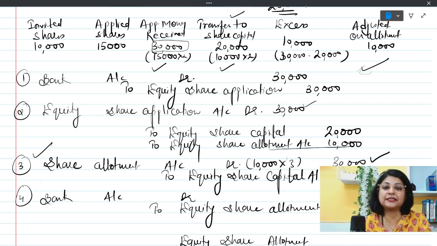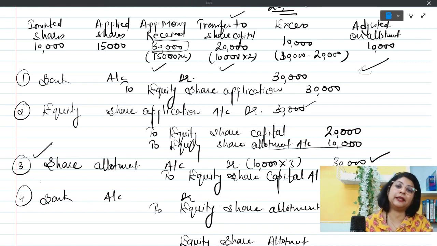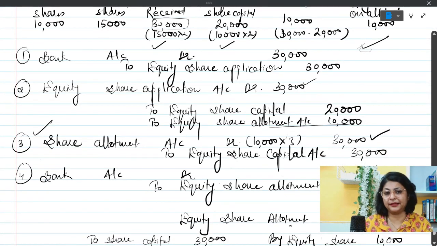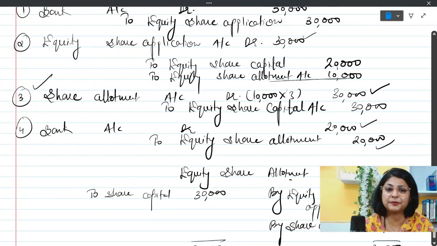How has this excess money of 10,000 rupees come? You can see this 30,000, which was the application money received, minus the application money transferred to share capital. This is the excess money which is to be adjusted towards the allotment. So it is adjusted towards allotment. When we pass the entry, the first entry is going to be with equity share application, which is going to be 30,000 rupees on 15,000 shares, as we received 2 rupees per share.